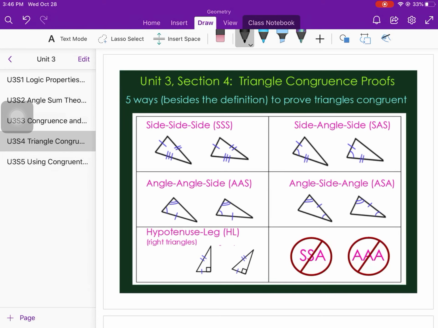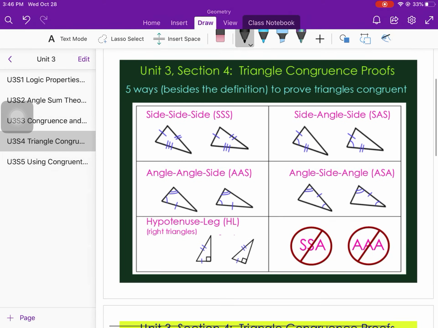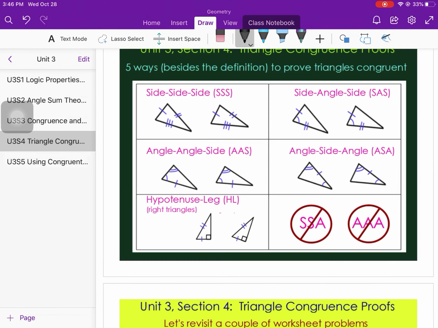I'm reusing this slide, it probably looks familiar. But today we're actually going to practice using triangle congruence proofs. So we do need the shortcuts when we're doing these proofs just to help us out, otherwise it would take a very long time to prove everything.